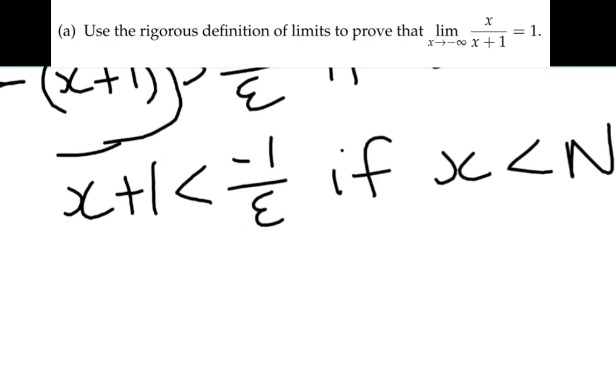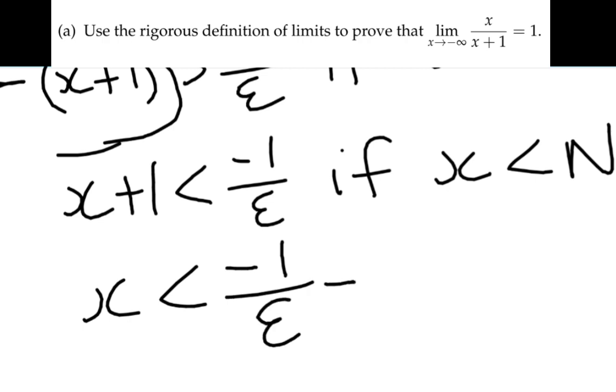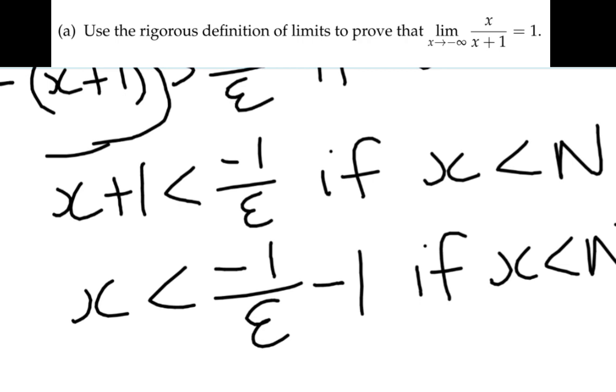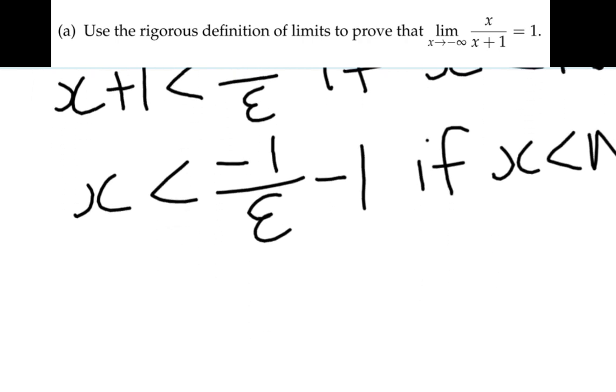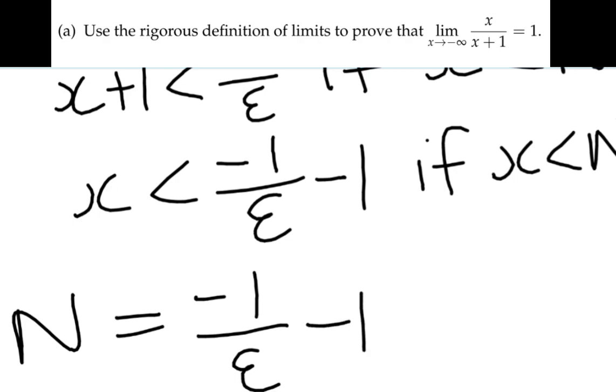Now we're almost finished. All we have to do now is try to get rid of the plus 1. So that's going to go to the right hand side and subtract. So now we have x is less than negative 1 over epsilon minus 1 if x is less than n. So now we know that n is going to be equal to minus 1 over epsilon minus 1. So that's our final answer.